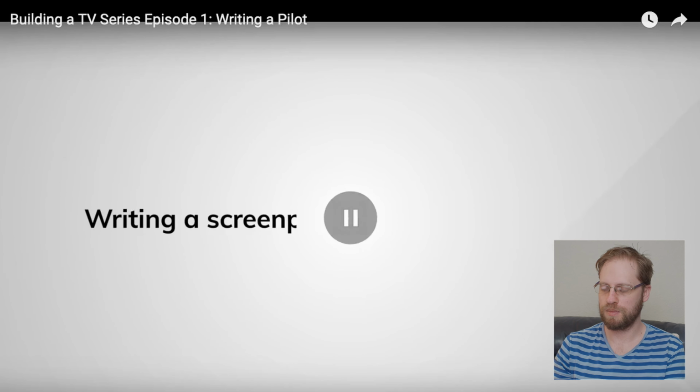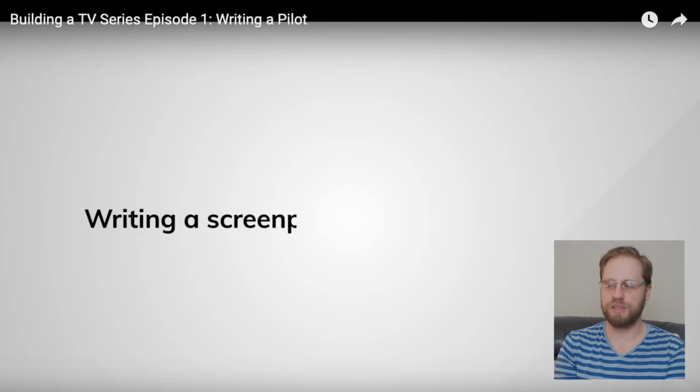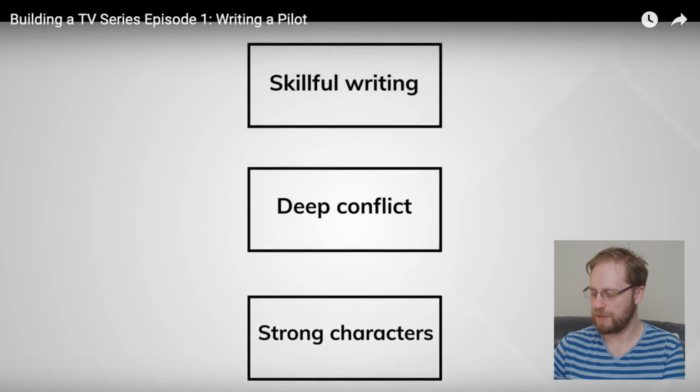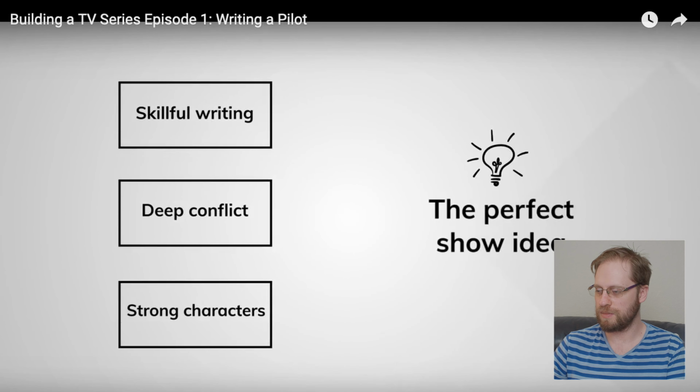He said basically all these elements are important, but the big thing is you need to have a, you know, how do you say it actually? Writing will matter much more than having the perfect... Okay, so the writing, the conflict, and the characters matter much more than the perfect show idea.